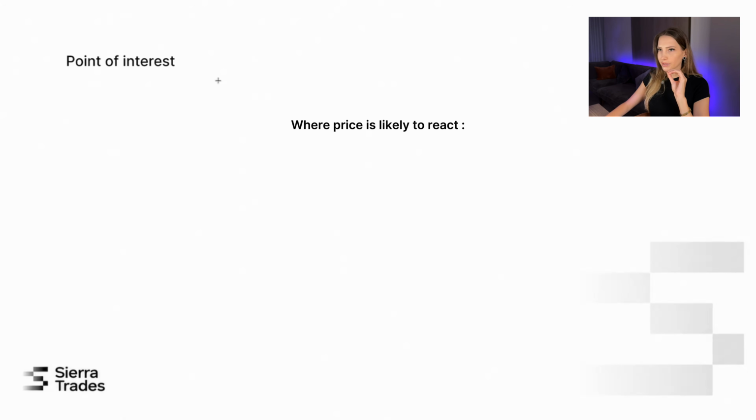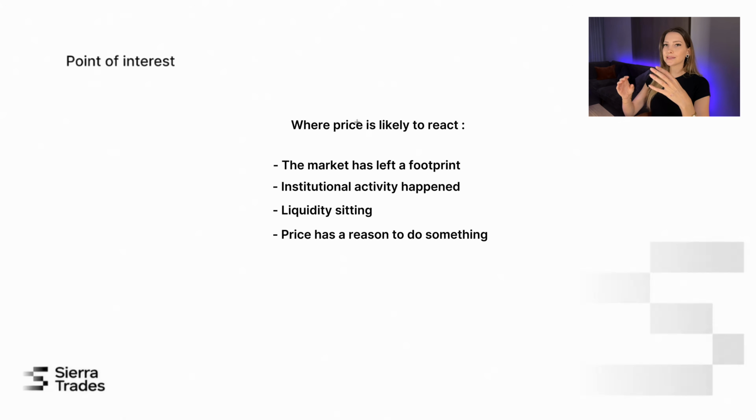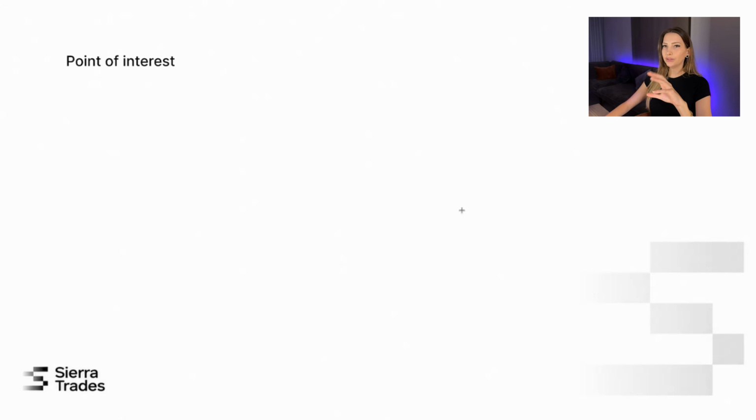A point of interest is a specific zone on the charts where the market has left a footprint, where institutional activity happened, where liquidity is sitting, where price has a reason to do something. I don't trade random levels, I wait for these zones. The main ones I use are 3.